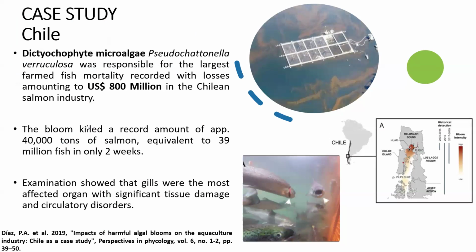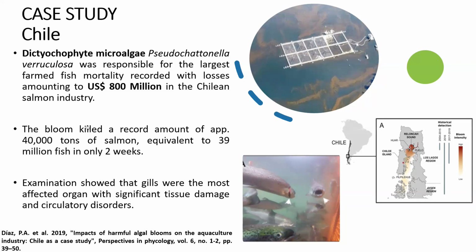Examination showed that the gills were the most affected organs with significant tissue damage and circulatory disorder. It also noted that during the bloom event, the dissolved oxygen was maintained above 4.5 milligrams per liter. However, the fish were noticed to be piping. Therefore, even though oxygen was readily available in the water, due to the damaged gills, they were unable to uptake the necessary oxygen, which led to suffocation.